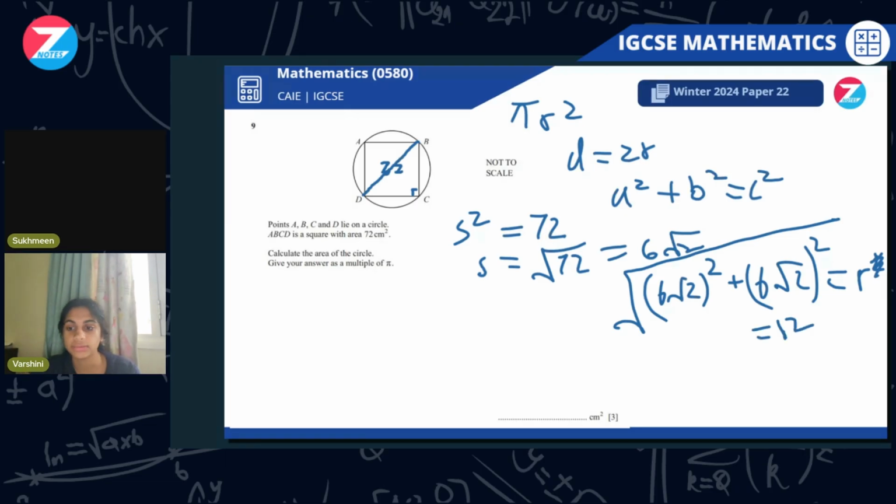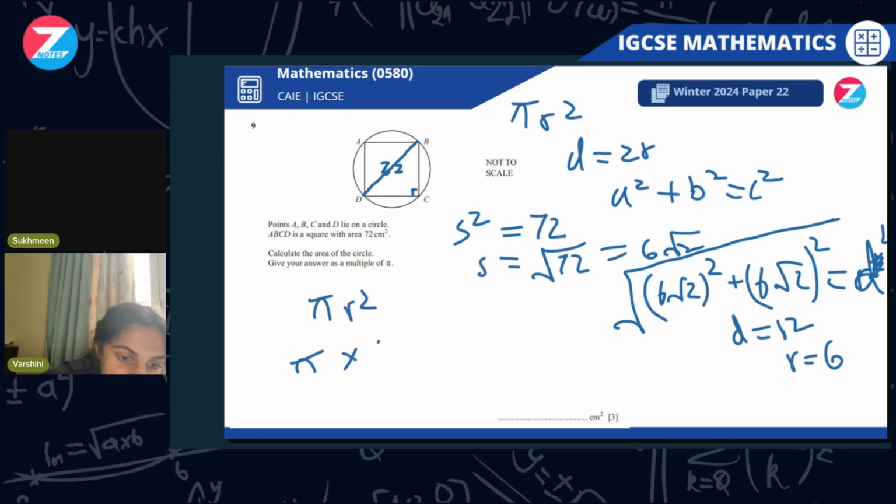So now we know the diameter is 12, and don't forget the radius is half the diameter, so r is going to be 6. Now remember, they want the area of the circle, so it's going to be pi r squared, so pi into 6 squared. But they also want our answer as a multiple of pi, so we can't put pi into our calculator. All we need to do is 6 squared into pi, and we know 6 squared is 36. You can always put it into your calculator to recheck. So here we have 36 pi, and that's our answer.